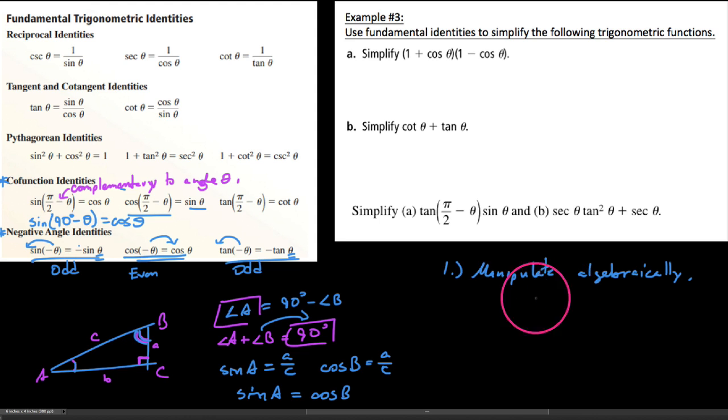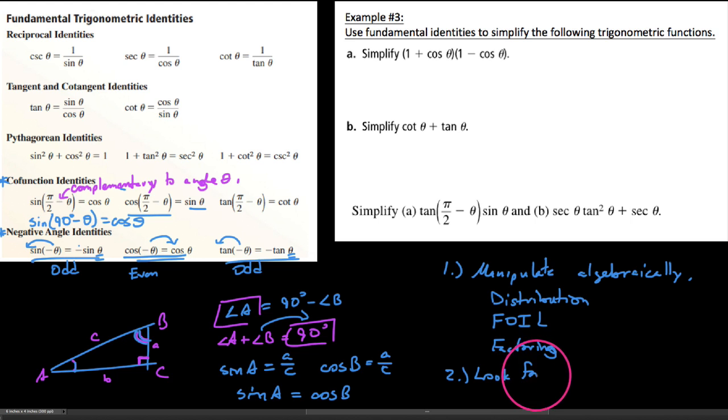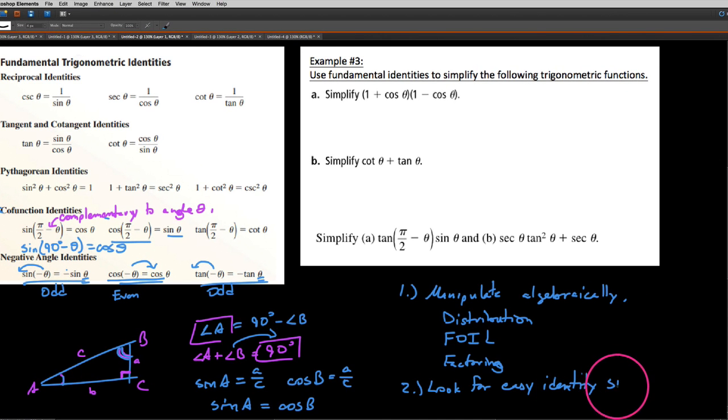Okay? And what I mean by this is distribution. Sometimes we refer to FOIL, which is what we're doing: two binomials, we're going to multiply those by using FOIL, but that's also distribution. But also factoring: can we factor anything out that they have in common? The other thing we're going to do is look for easy identity substitutions. That is, as we have this list over here on the left, are there any things that we could rewrite, just using one of those?